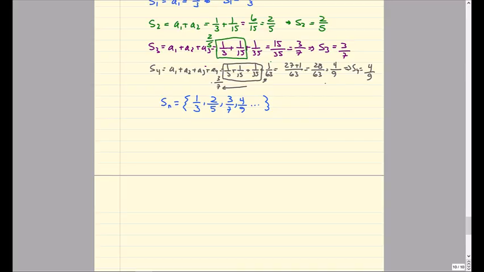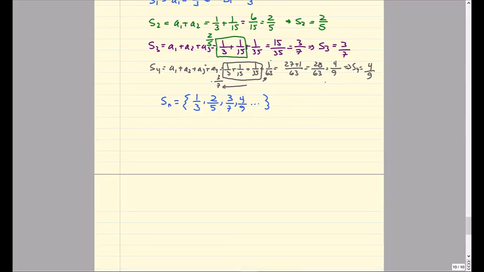Okay, let me see if I can save that. Get the pen to work. And I think on this one we won't use recursion. It's not asking us to, it just asks us to find the formula. So it's asking us to find S sub n in general.